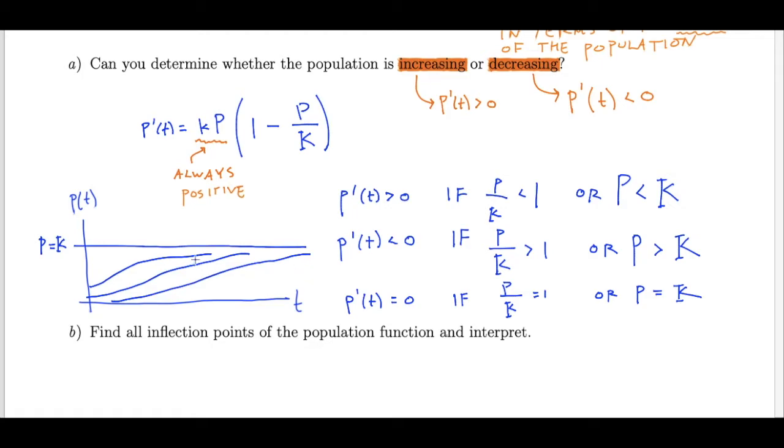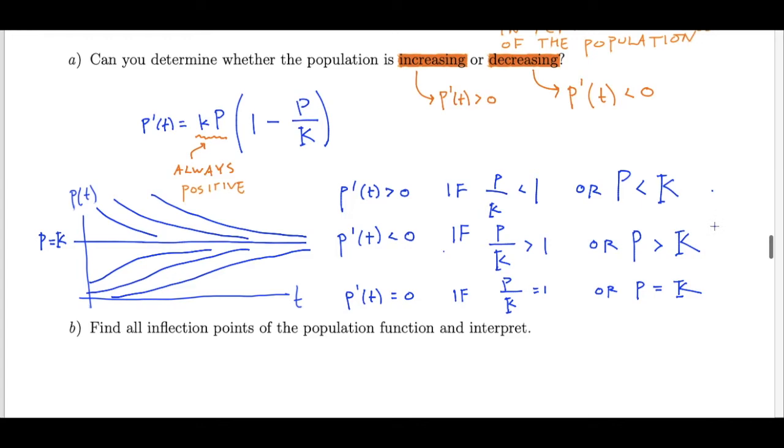At the same time, if I ever have a population value that's greater than this threshold, those functions will be decreasing. They have a negative slope. Again, as I approach this threshold value, they won't cross through it, but they'll flatten out. The slopes will approach 0. So I could have potential functions that look like this. So what we've actually got is a whole family of functions that satisfy this relationship. And even though we don't have an explicit expression for any of those functions, we've got a pretty good sense of what this family of functions looks like.